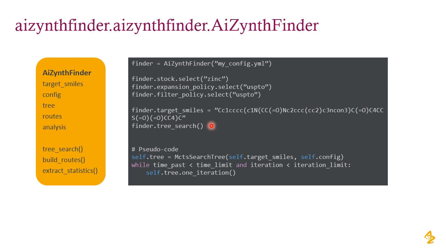And the tree search method is basically doing the following. It instantiates a search class. In this case, it's instantiating a Monte Carlo search tree class, giving it the target and the configuration, and then it loops over a number of iterations until the time limit is reached, or the maximum number of iterations is reached. And each time it calls the one iteration method of the tree class.